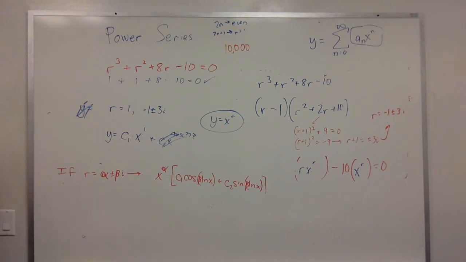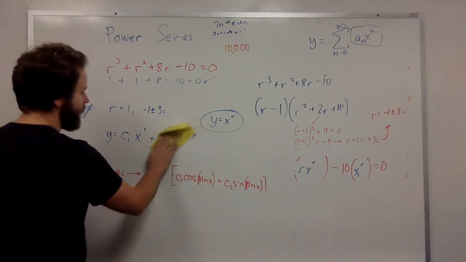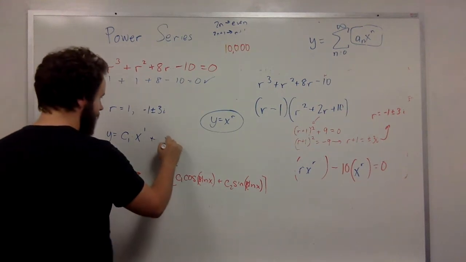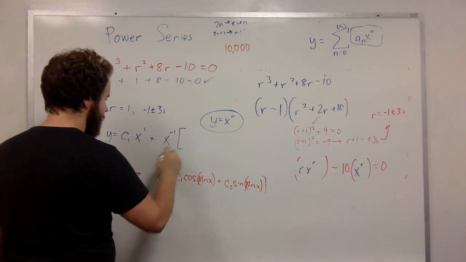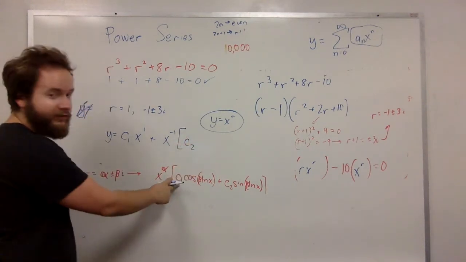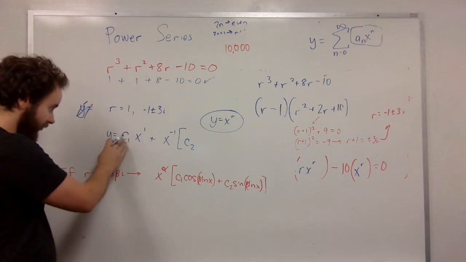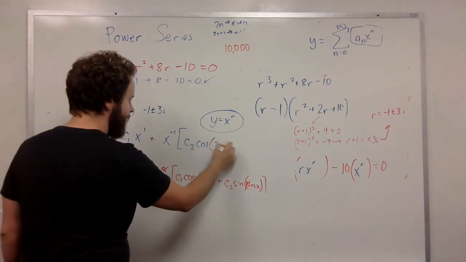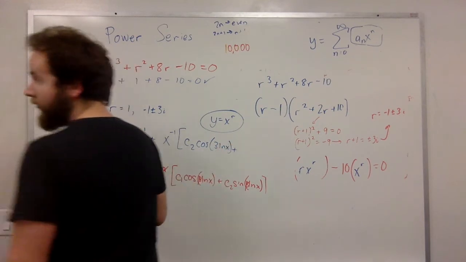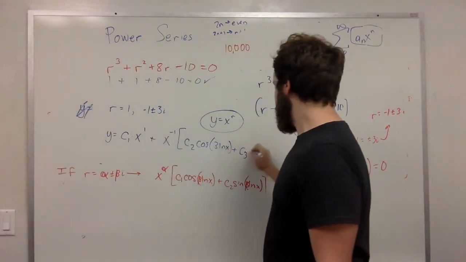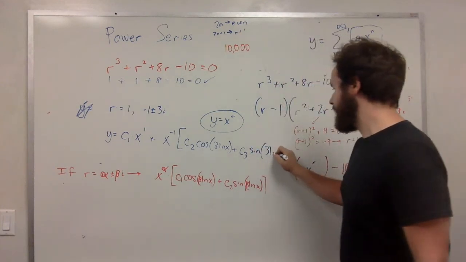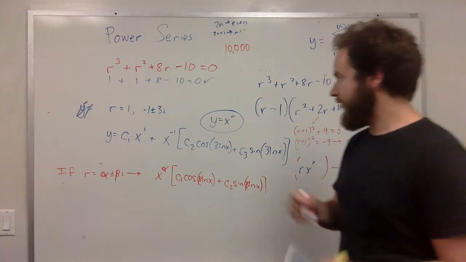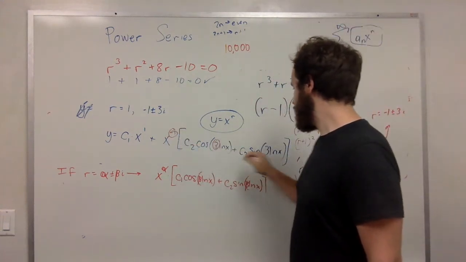Because our roots were negative 1 plus or minus 3i, we're going to have plus x to the negative 1 times c2. I know it says c1 here, but that's because I'm assuming there's no other constant. So c1's already been used up. We're going to move on to c2 cosine of 3 ln x plus c3 sine of 3 ln x. There's the negative 1. There's the 3.